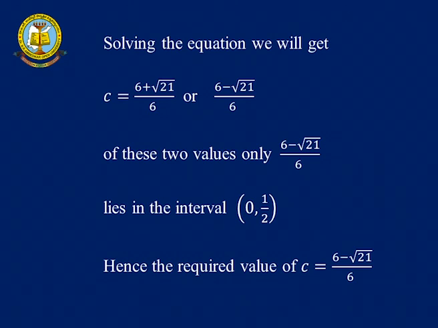So if you take 4 or whatever it may be, 6 + 4 is 10, so 10/6. And 6 − 4 is 2, so 2/6, which is 1/3. So 1/3 is between 0 and 1/2. But if you take (6 + √21)/6, that becomes approximately 10/6, which is outside of the open interval (0, 1/2). So therefore, c = (6 − √21)/6. This is the c value for the given function.